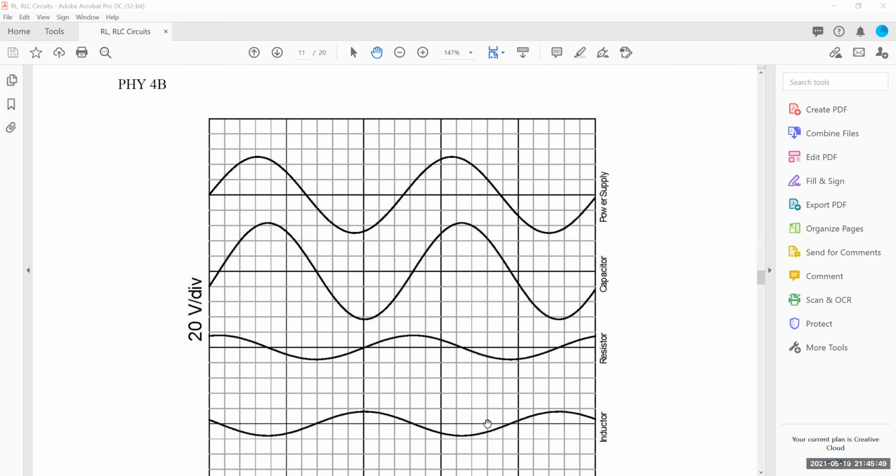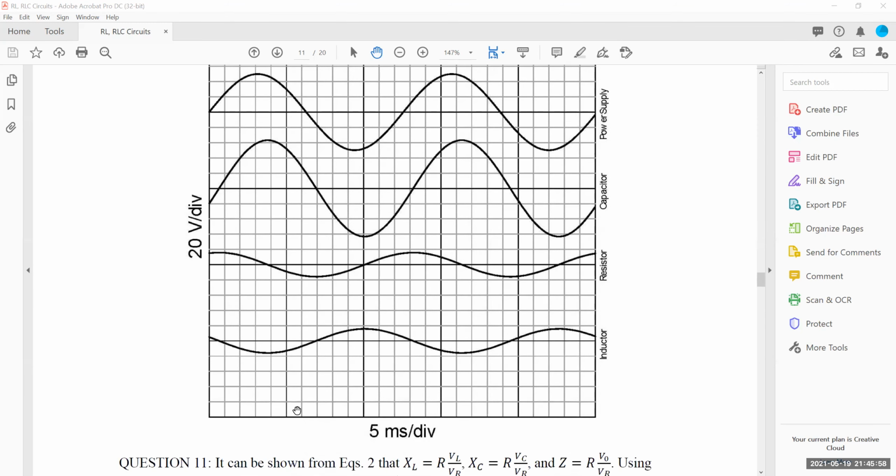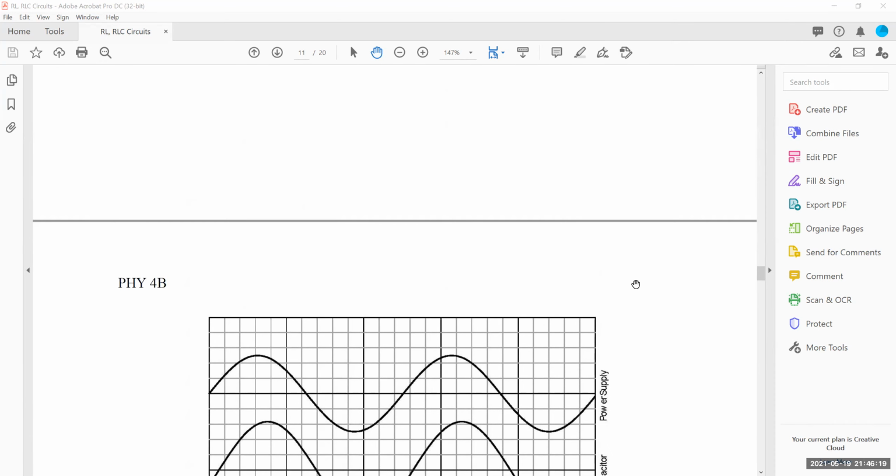For the inductor from here to here, it's also less than 4 volts. So that is the maximum voltage. Now the divisions, from here to here, this is 5 milliseconds. That means this is 1 millisecond, 2 milliseconds, 3 milliseconds, 4 milliseconds, 5 milliseconds. So in time, if I take any time in here, that is 1 millisecond. So this whole thing is 5 milliseconds. That is how you read this graph, the data that you have from this oscilloscope.